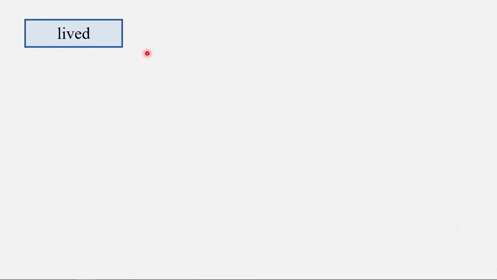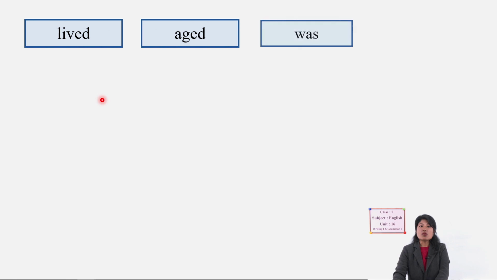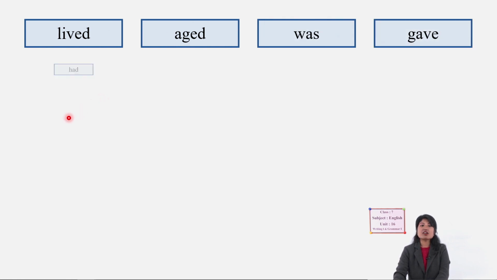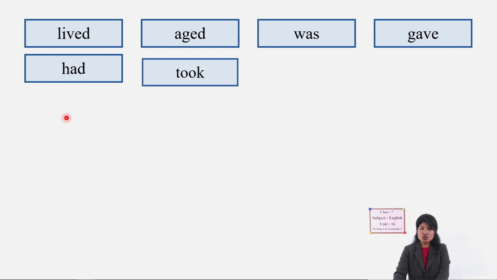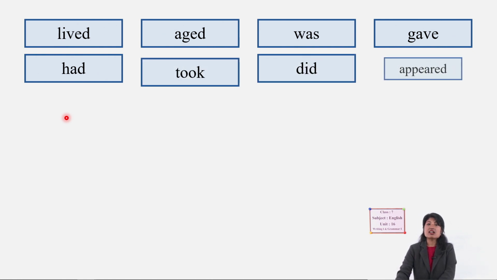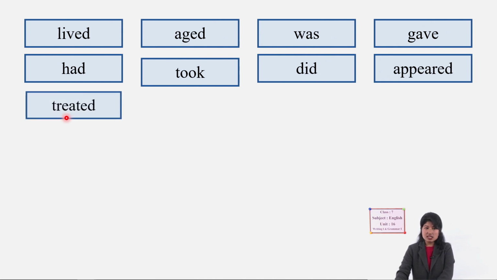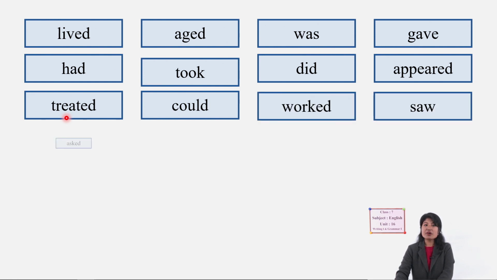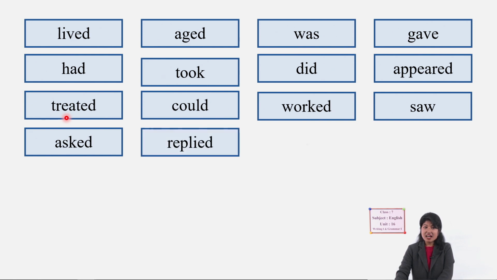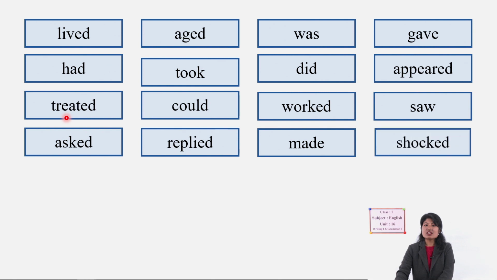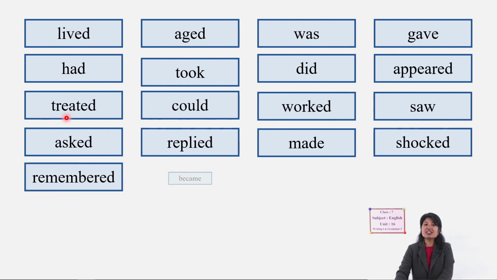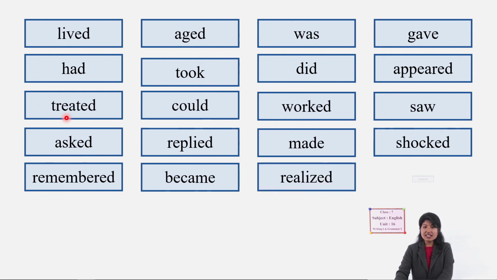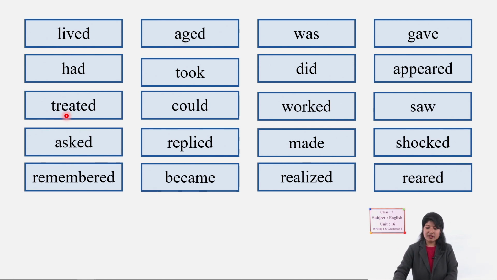Now for a quick revision, let's see the verbs we have found: lived, aged, was, gave, had, took, did, appeared, treated, scoot, walked, saw, asked, replied, made, shocked, remembered, became, realized, reared.